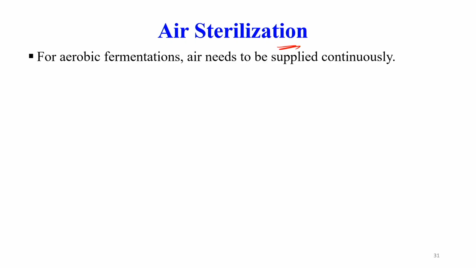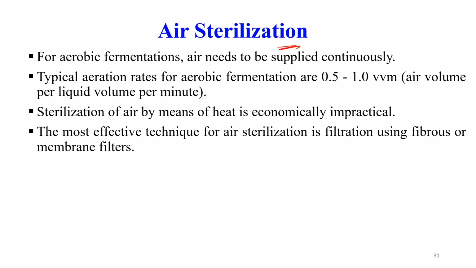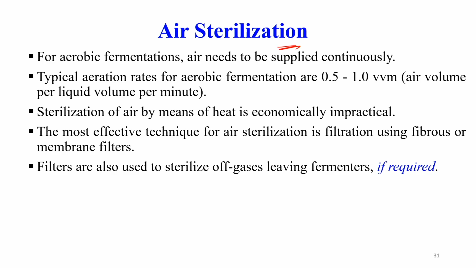Now, we will quickly see in the bioprocess, as we require air, air also needs to be sterilized. So, the problem with air sterilization is that air is a bad conductor, so we cannot go for thermal sterilization. In an aerobic process, this air needs to be supplied and it requires a huge quantum of air, particularly 0.5 to 1 volume of air per unit volume per minute. And because of its poor thermal conductivity, sterilization by means of heat is economically impractical.